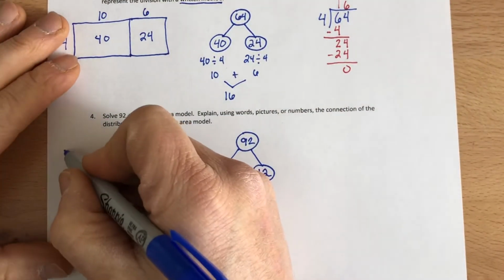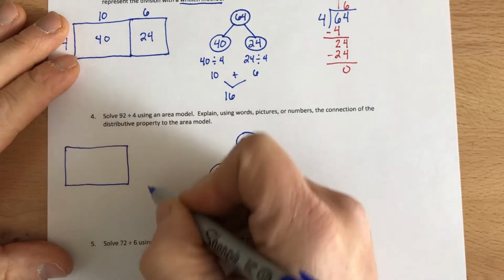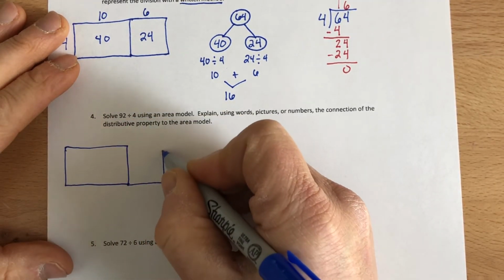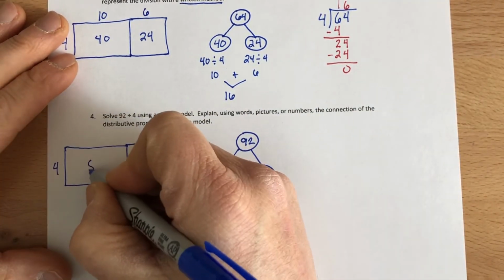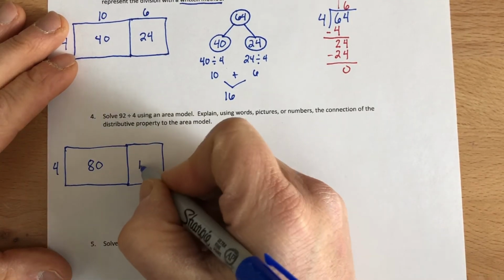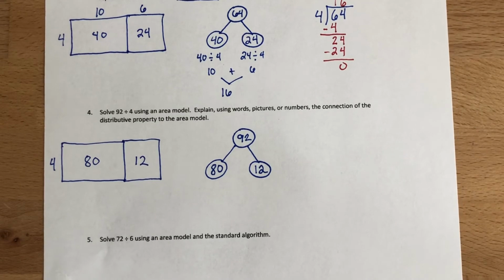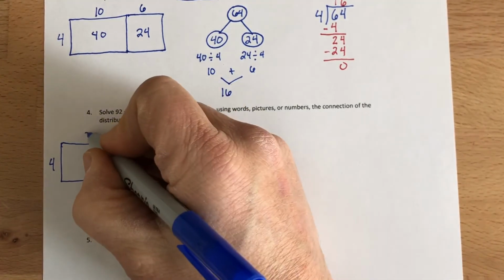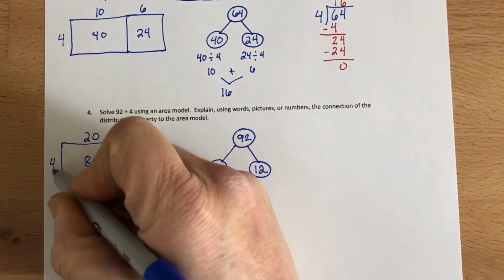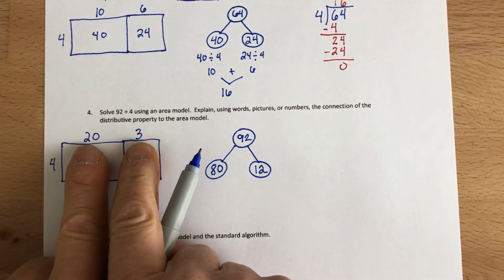So now what we're going to do is make a nice big area model for that. And over here, I'm going to be dividing by 4. I'm going to make 80, put my 12 there. All right, and the next thing I have to do is my division. So 80 divided by 4 would be 20. 12 divided by 4 would be 3. My answer here is going to be 23.